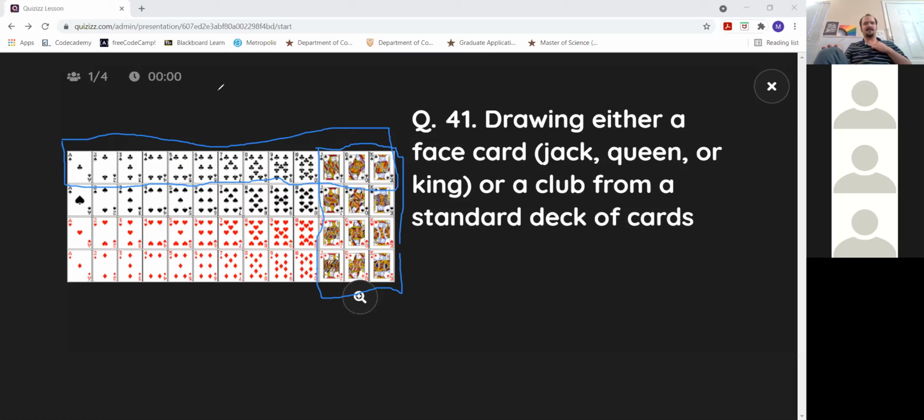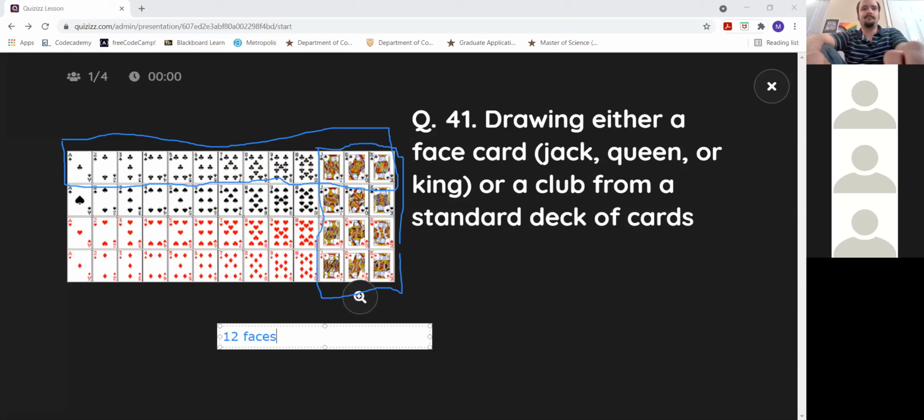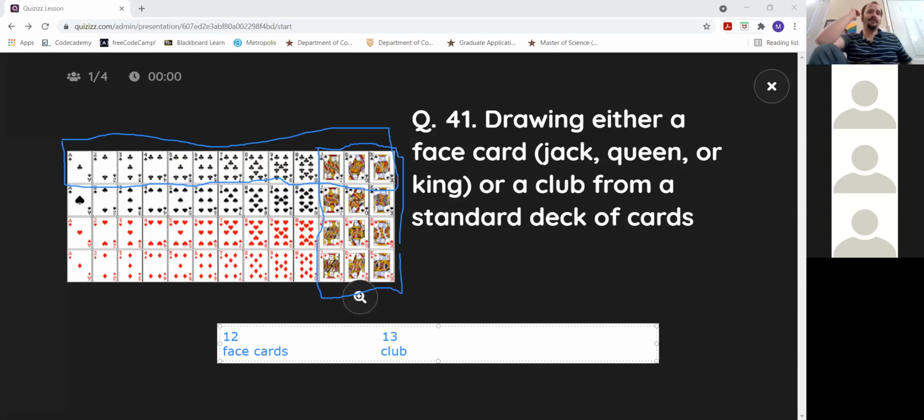So I don't know if I broke this one down. I think I quit breaking them down at some point. 12 of them are face cards. There's 13 in a suit. And if you do this for an OR statement, we should be adding these. That'll get you most of the way there.